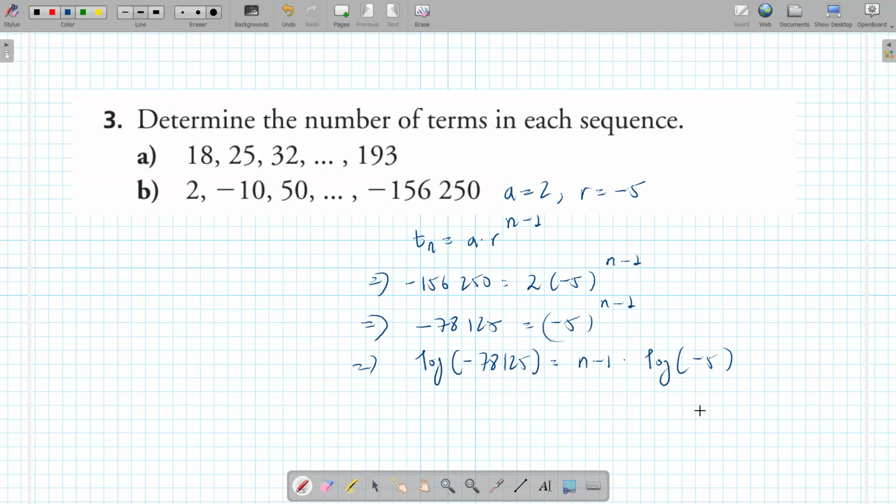The thing about logs is that it does not do negative numbers. The log function looks like this. Let me see, -78125. Yeah, it doesn't do logs. You get an error when you plug this in. So the log may not work out here.